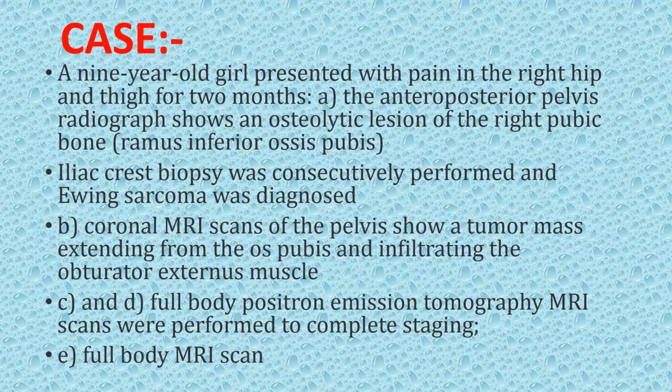A coronal MRI scan of the pelvis shows a tumor mass extending from the os pubis and infiltrating the obturator externus muscle, and full body positron emission tomography MRI scans were performed to complete the staging. A full body MRI scan.